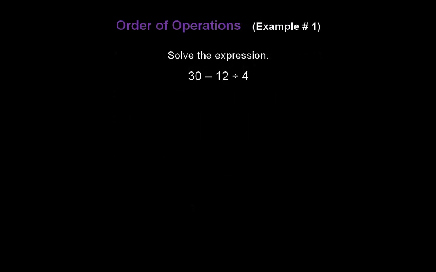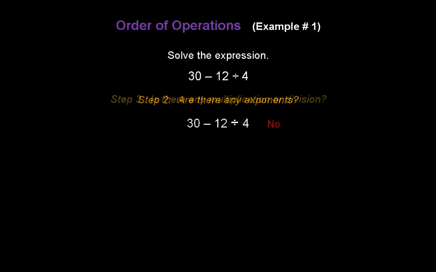Let's solve some expressions. Let's solve the following expression, first of all, by rewriting it. 30 minus 12 divided by 4. Step number 1, remember, was look for grouping symbols. Do we have any? No grouping symbols. Move on to step 2. Are there any exponents? Nope, no exponents in this problem. Move on to step 3. Is there any multiplication or division?